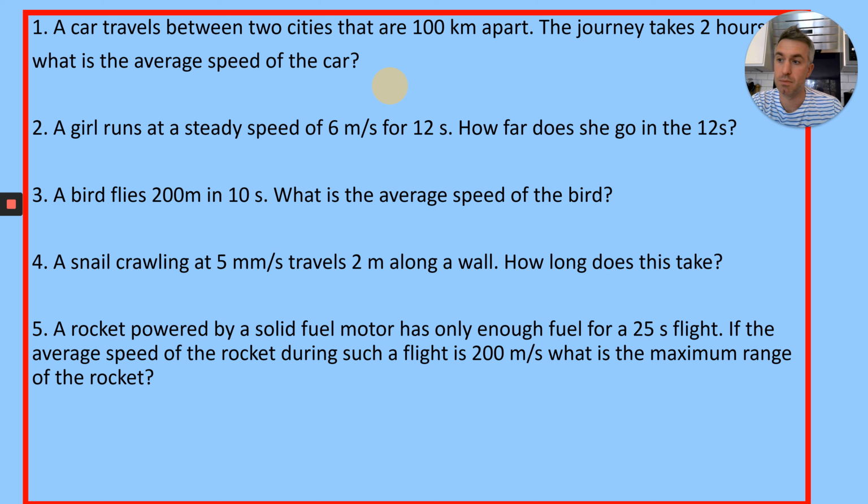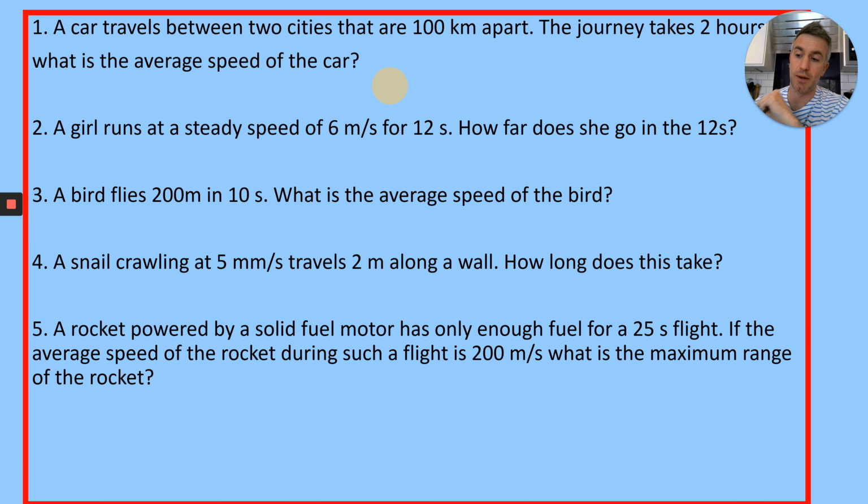Basically, simple. A car travels between two cities that are 100 kilometers apart. The journey takes 2 hours. What is the average speed of the car? A girl runs at a steady speed of 6 meters per second for 12 seconds. How far does she go in the 12 seconds? A bird flies 200 meters in 10 seconds. What is the average speed of the bird?